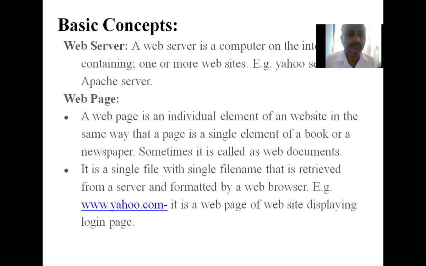Then what is a web page? A web page is an individual element of a website. That is, suppose there is a notebook, and a single page is an individual element of that notebook. Sometimes it is called a web document. A web page, also known as a web document, is a single file with a single file name that is retrieved from the server and formatted by a web browser. An example is yahoo.com, a web page of the website displaying the login page.